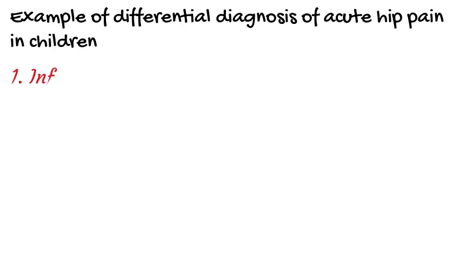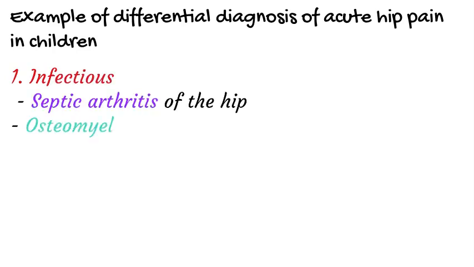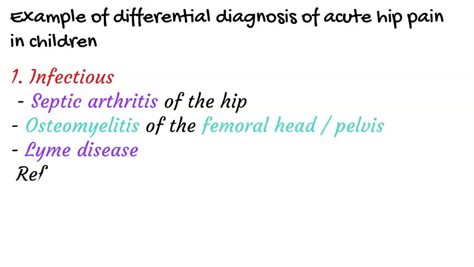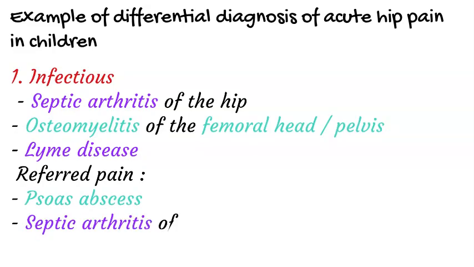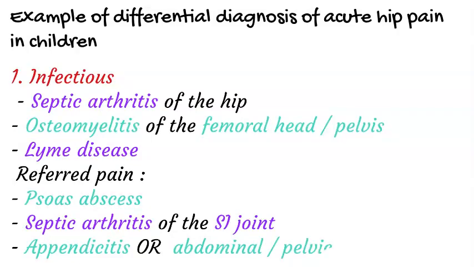Examples of differential diagnosis of acute hip pain in children. 1. Infectious causes include septic arthritis of the hip, osteomyelitis of the femoral head or pelvis, Lyme disease. The referred pain can come from psoas abscess, septic arthritis of the sacroiliac joint, appendicitis, or abdominal or pelvic abscesses.